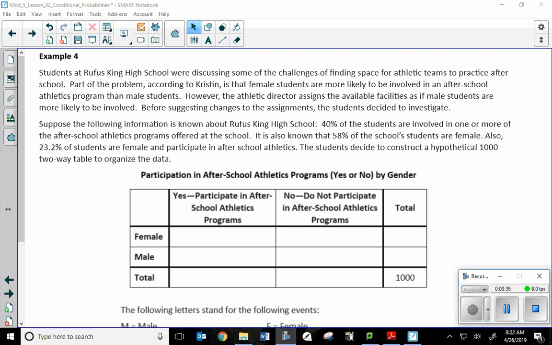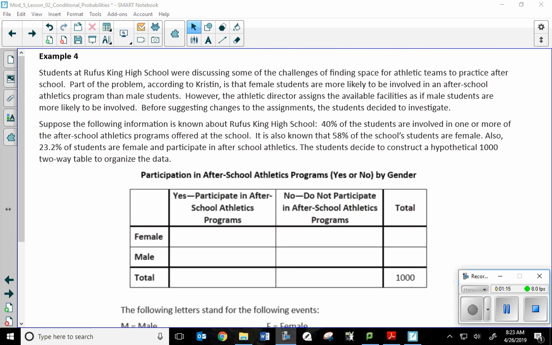Okay, students at Rufus King High School were discussing some of the challenges of finding space for athletic teams to practice after school. Part of the problem, according to Kristen, because Kristen apparently knows everything, is that female students are more likely to be involved in after-school athletic programs than male students. However, the athletic director assigns the available facilities as if male students are more likely to be involved. That jerk. But before suggesting changes to the assignments, the students decided to investigate.